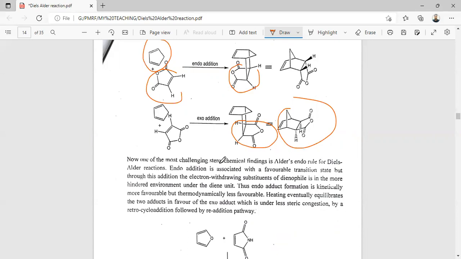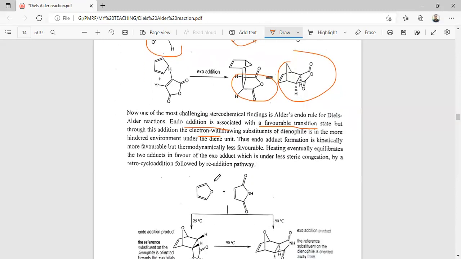So when the endo addition product is formed, in that case the favorable interaction will happen, and that's why it is the fast, kinetically favored product. But when heating the reaction, that will form this exo product.